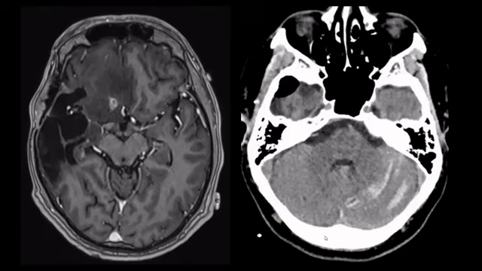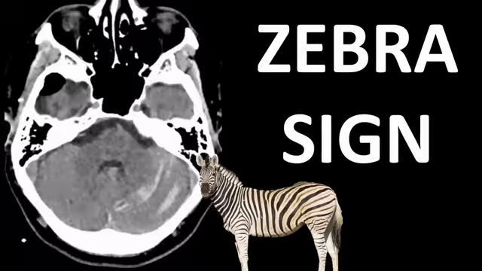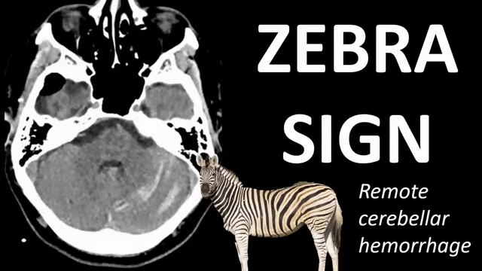This is a subarachnoid hemorrhage located within the fissures of the left cerebellum. This stripe pattern has been compared to the stripes of a zebra and is called the zebra sign. And if you see the zebra sign, this is suggestive for what is called a remote cerebellar hemorrhage. Remote cerebellar hemorrhages are hemorrhages that occur in or around the cerebellum and are often seen after supratentorial hemorrhage surgery.